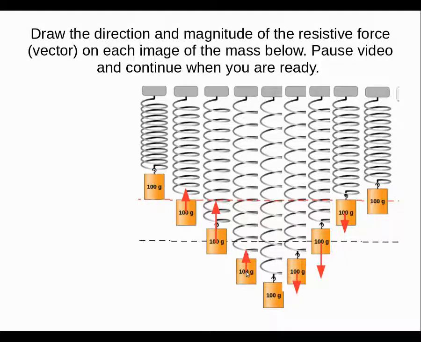As it starts to decelerate and slow down, the resistive force decreases, and it's zero at the amplitude for the opposite direction. And then as the mass starts to move back up, the resistive force again acts in the opposite direction, has its maximum value at the equilibrium position, and then zero here.